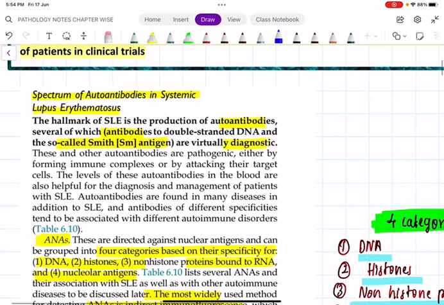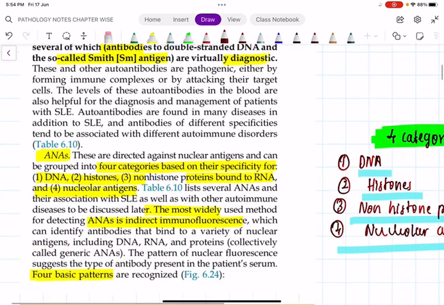Remember, as per Robbins and as per Harrison, the most specific antigen is what we call the Sm antigen. What is the antigen? Sm, that is nothing else but the Smith antigen. The antibodies against it are the most specific. Suppose in a patient you perform indirect immunofluorescence, we can detect all these. All these anti-nuclear antibodies can be detected with the help of a technique called indirect immunofluorescence.